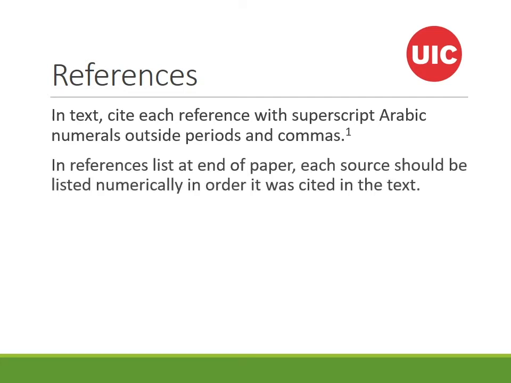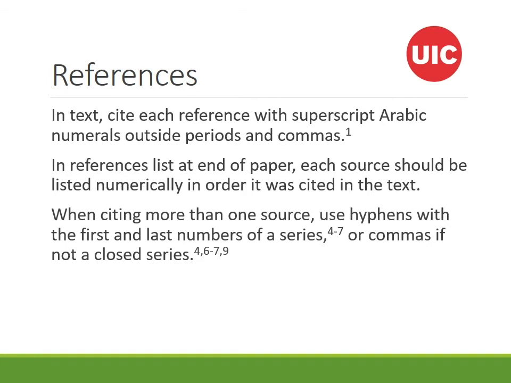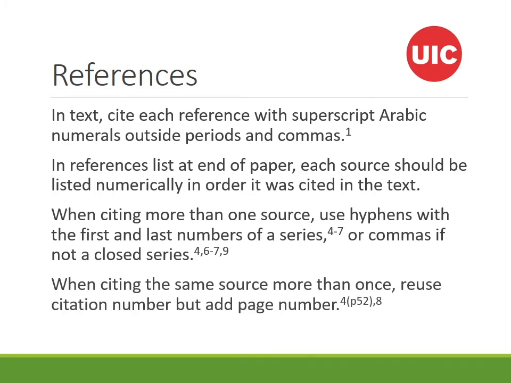Those numbers will start with 1 and go up from there because your references will be listed in the order they were cited in your paper. This is another major difference from other citation styles that require the references to be alphabetized. Yours won't be alphabetized. They'll be listed in the order that you cited them. If you have more than one source supporting the same citation, separate them with commas unless they're part of a series. For example, you'd write 4-7 instead of 4567. If you cite the same source more than once, reuse the number of the previous citation of that source, but add the page number.